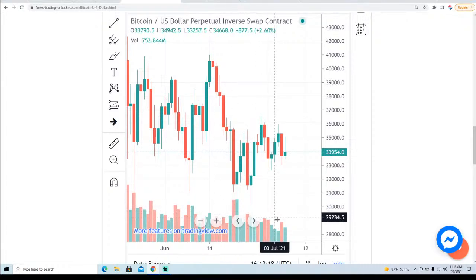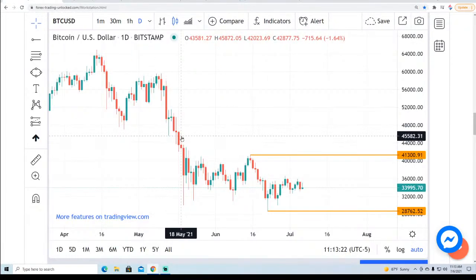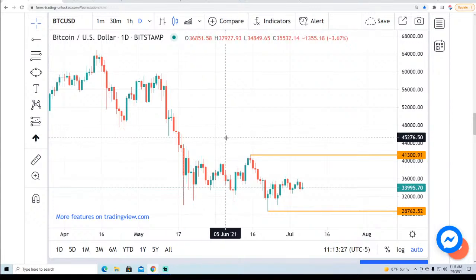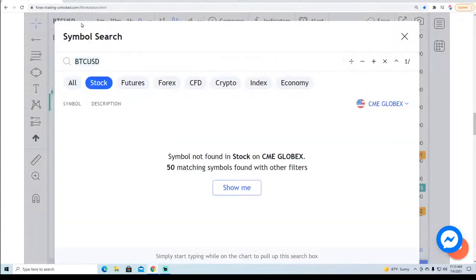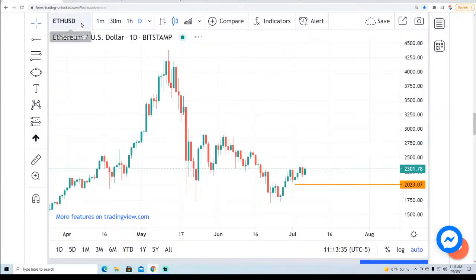As far as overall average volume dropping in the trading of Bitcoin, that tells me that the bigger players, the whales, are not necessarily on the sidelines, but they're not very active in the crypto space right now. They're more focused on the major markets. And let's see, ETHUSD.